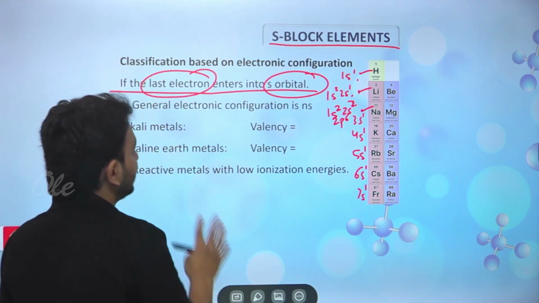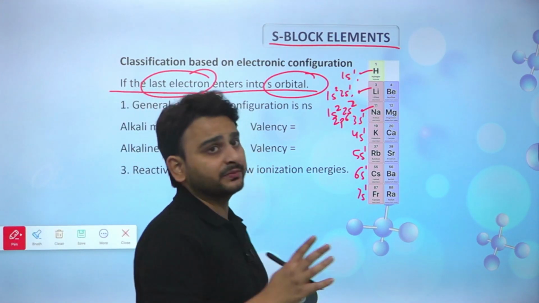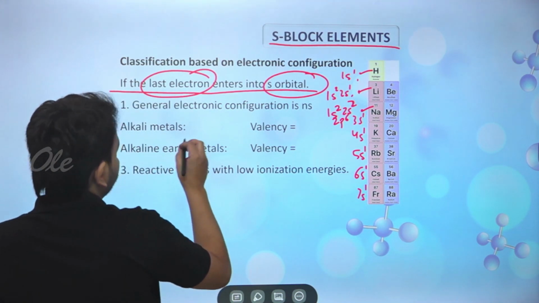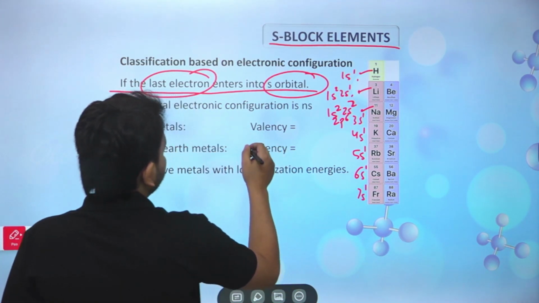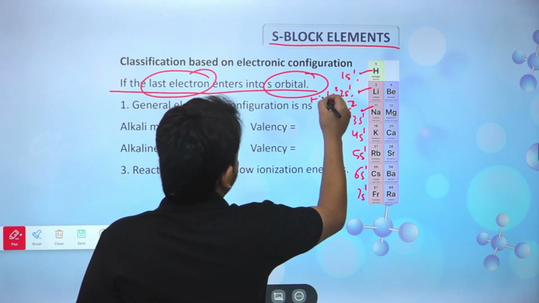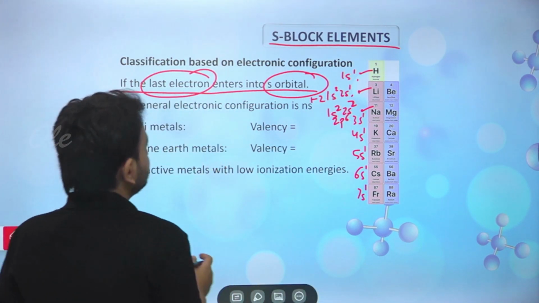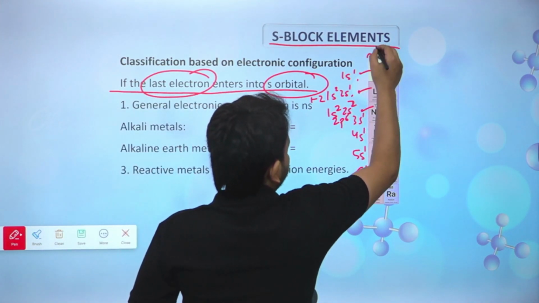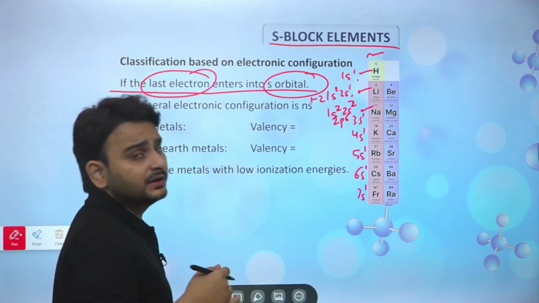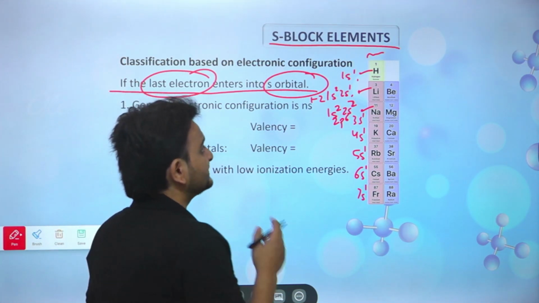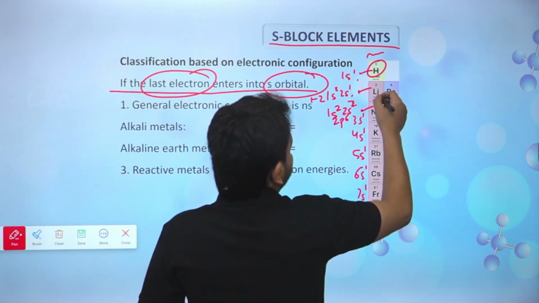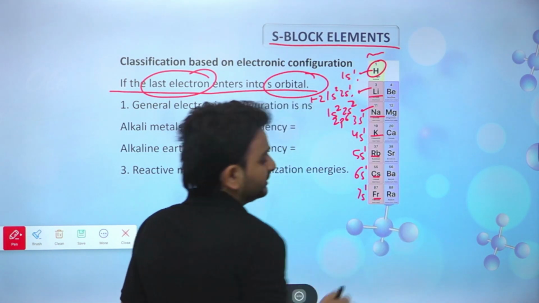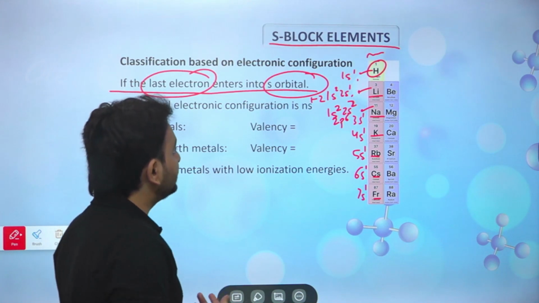So the last electron enters into the s orbital. Those are s block elements. Their general electronic configuration is ns1 to 2. The elements in the first group are called alkali metals, except hydrogen: lithium, sodium, potassium, rubidium, cesium, francium. All these are alkali metals.